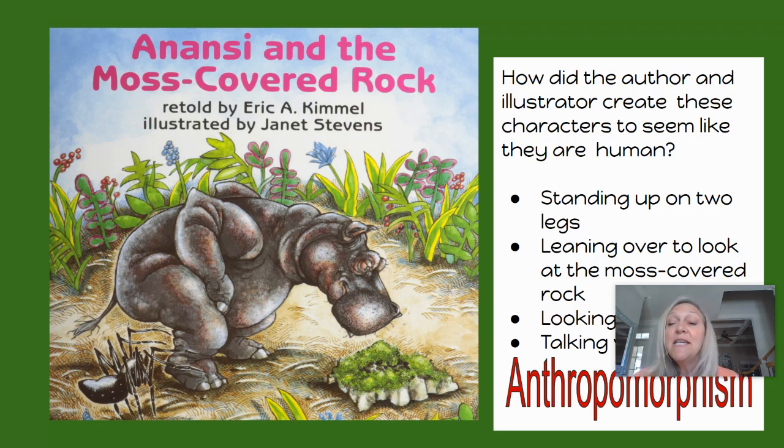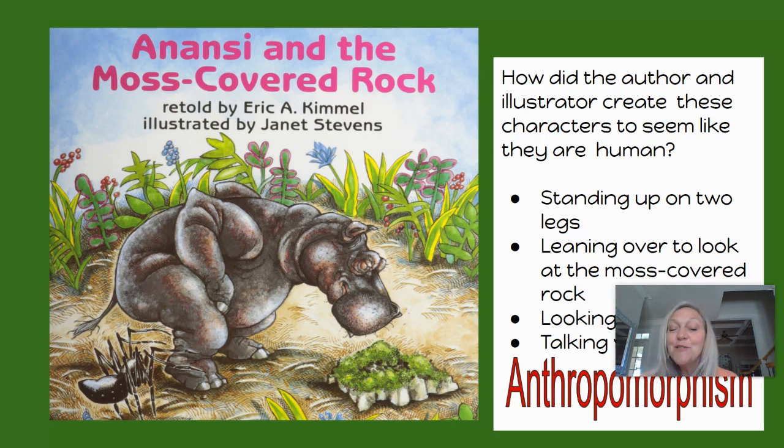The question is, how did the author and illustrator create these characters to seem like they are human? Well, we can look at him, and he is standing up on two legs. We know that hippos don't really do that, but a human stands on two legs, and so is the hippo. Also, he's leaning over to look at that moss-covered rock. And guess what else? He's very curious. He wants to know, hmm, isn't this a strange moss-covered rock?